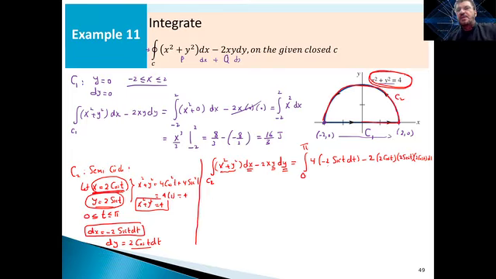Now let's look at this one. Negative 2 times 4 is negative 8. So the answer is the integration from 0 to pi of negative 8 sine t dt. Minus, let's look at this one: 2, 2, 2, and 2, that's 16. Now we have 2 cosines, so this is cosine squared t sine t dt.